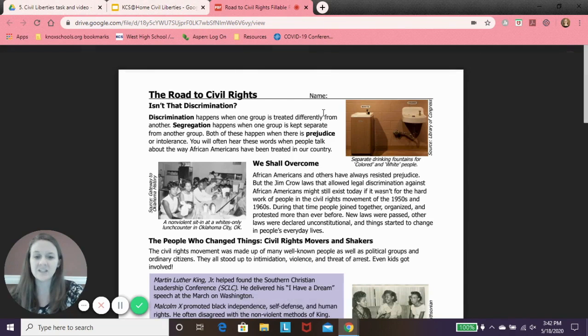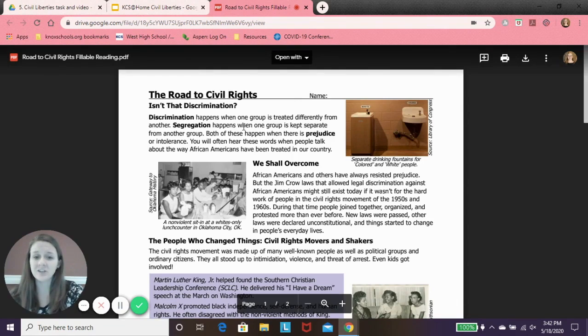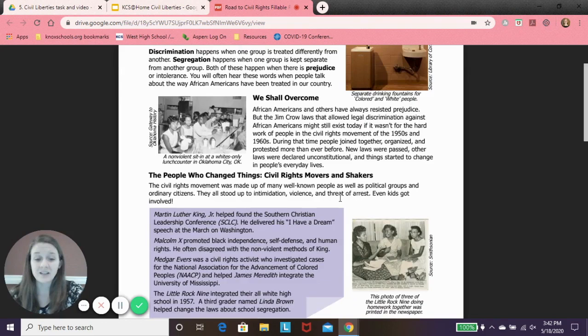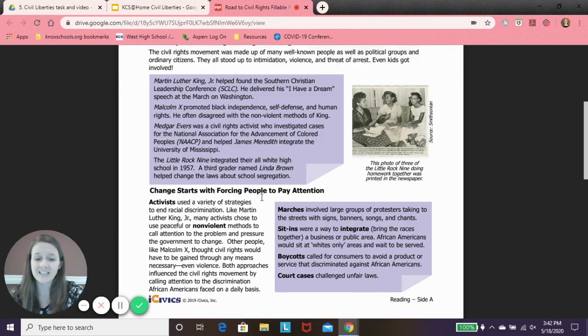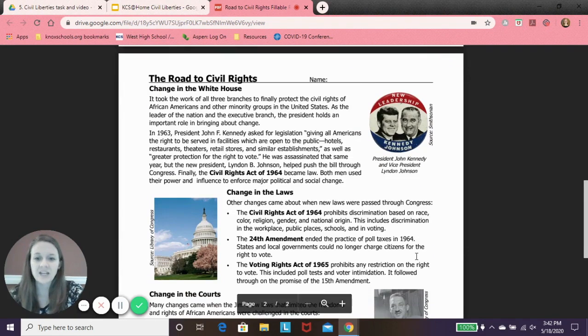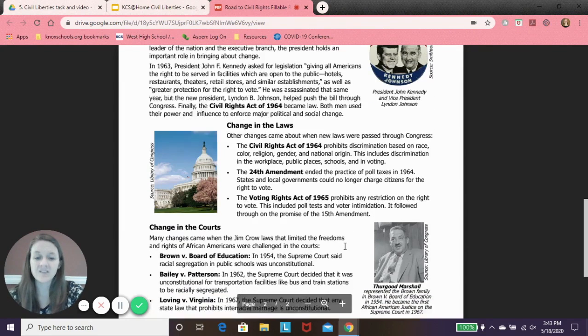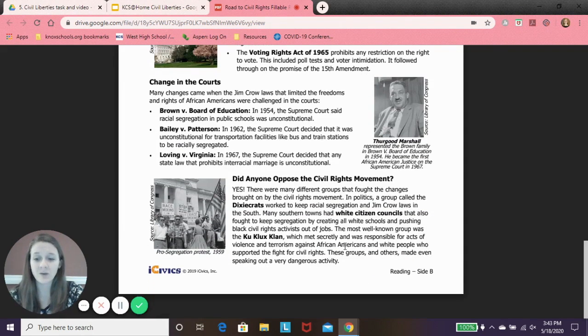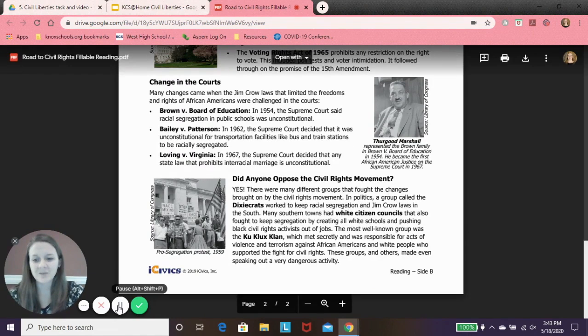In the beginning of this article, you'll find the difference between discrimination, segregation, and prejudice. You'll learn what the civil rights movement was, who some key leaders of the movement were, and the tactics they used in order to achieve their success. On the next page, it talks about presidential leadership and how that helped the civil rights movement, and some laws and court cases that advanced the cause of the civil rights movement. It also talks about folks that opposed the civil rights movement. Go ahead and read this and take notes. Pause this video, and when you're done, come back and we'll talk about it together.